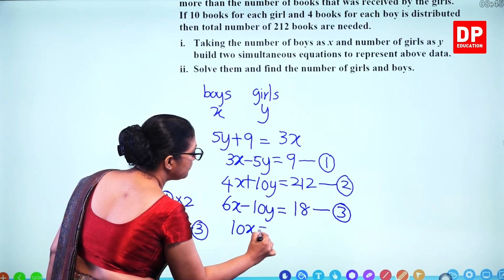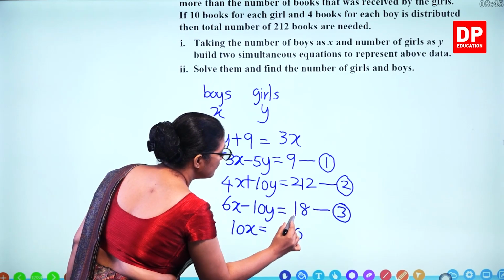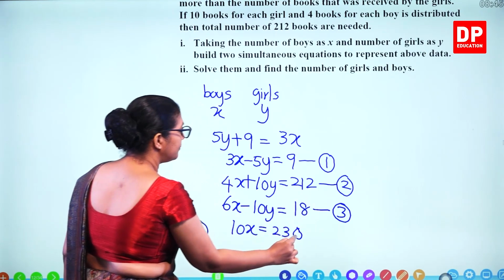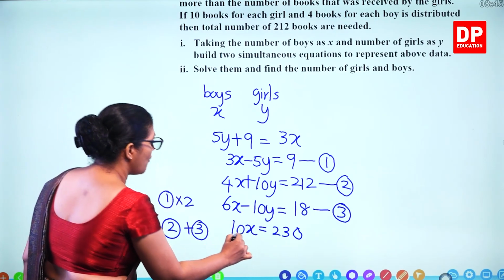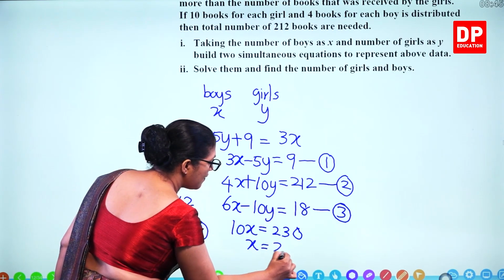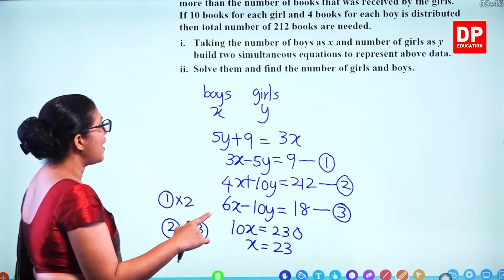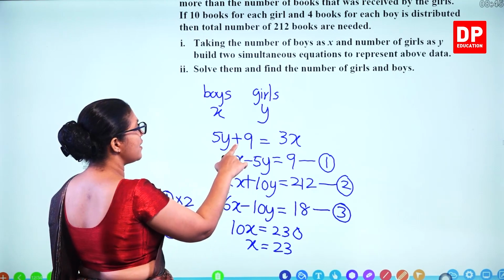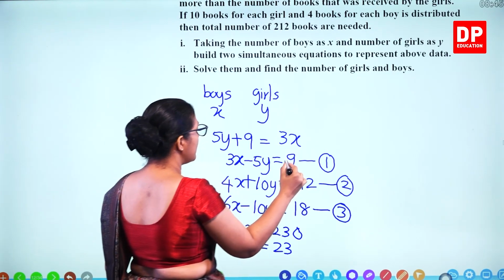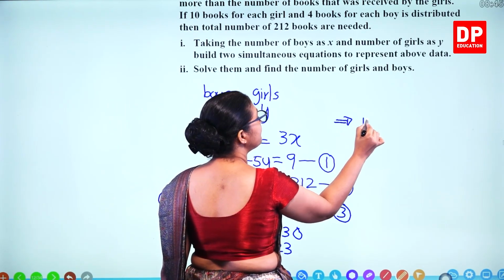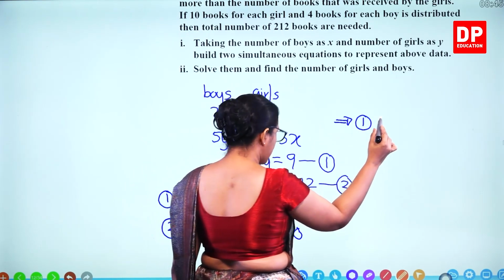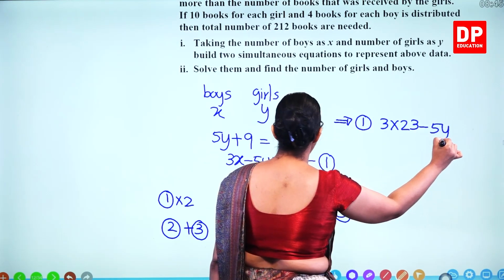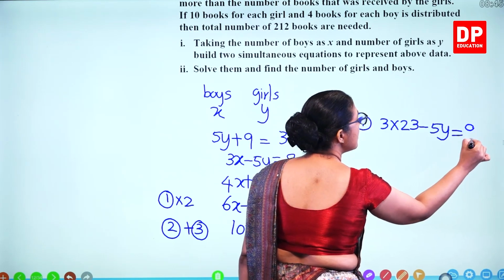10x equals 230. So what is x? Divide by 10. That's 23. If x is 23, you can substitute into one of the equations and find the y value. So I'll take the first equation: 3x, 3 times 23 minus 5y equals 9.